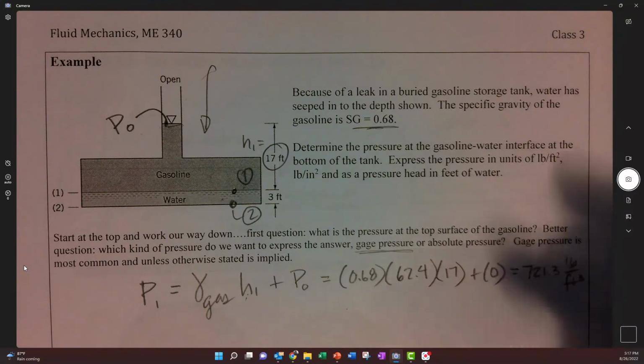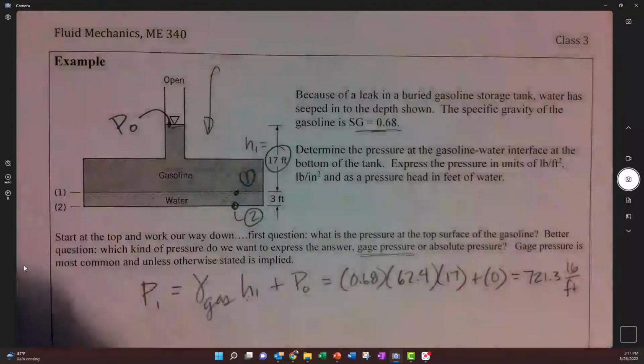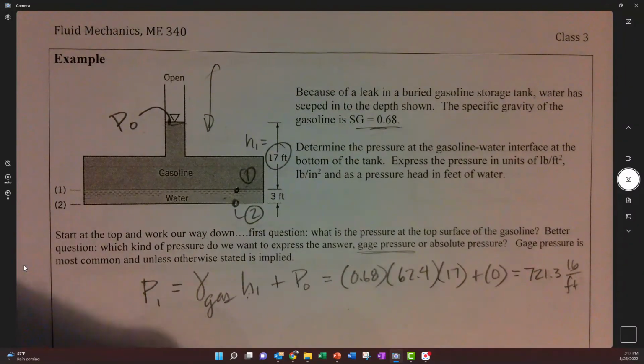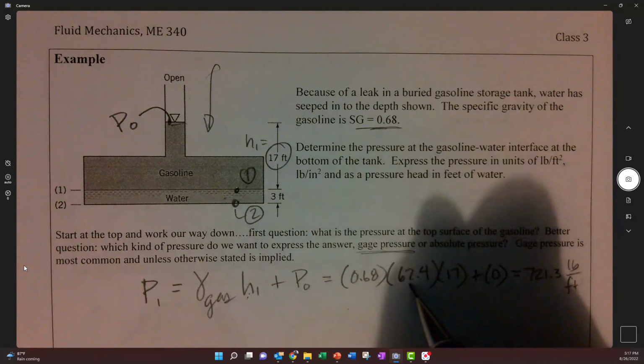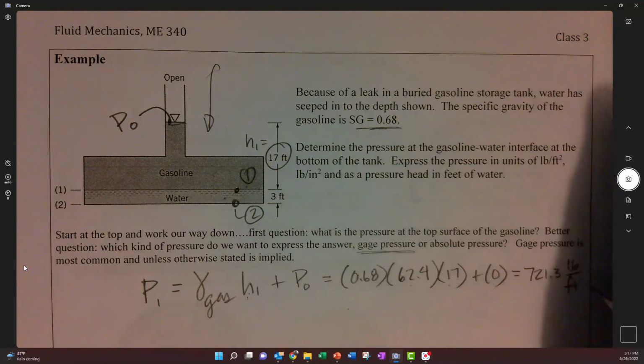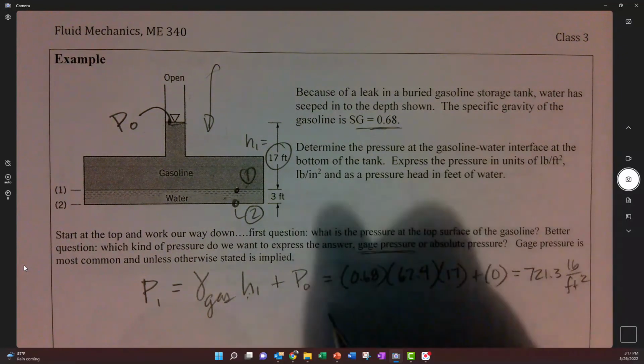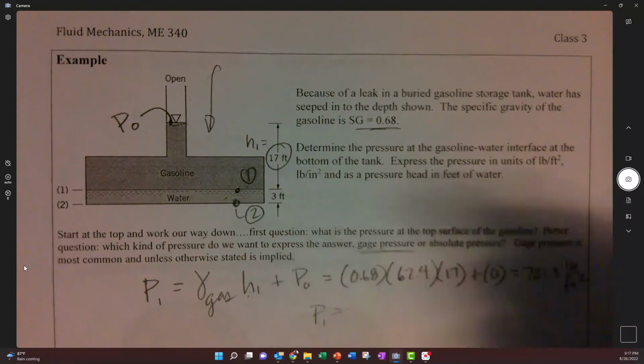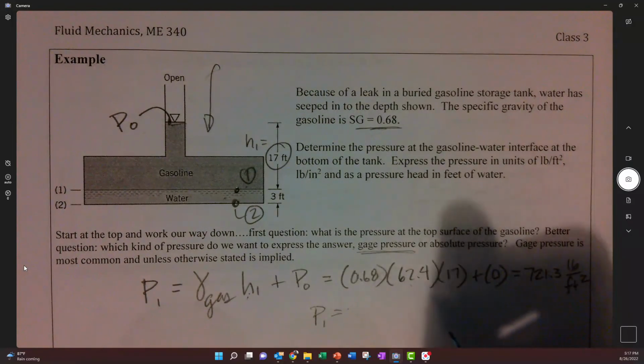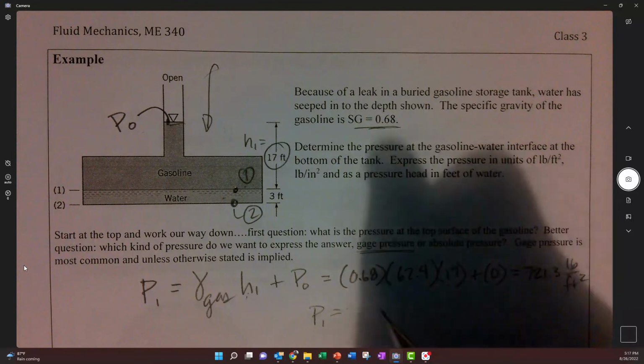And no, square foot. Need to fix that on my notes. I wrote cubic feet for some reason. It's square feet, right? So this is pounds per cubic foot times feet, so you get pounds per square foot. And then might as well give this in PSI, right? It's what we're more used to, PSI.